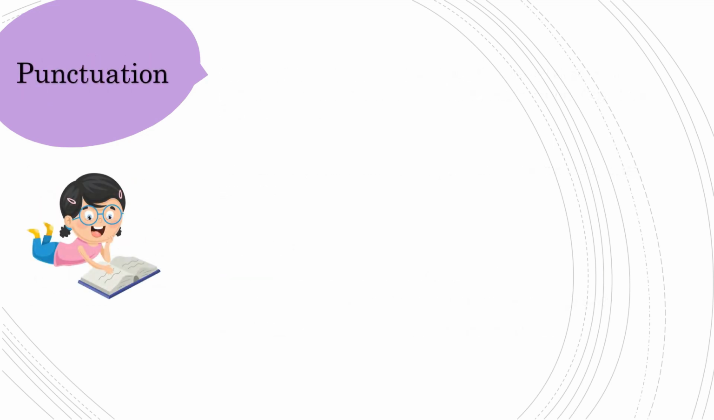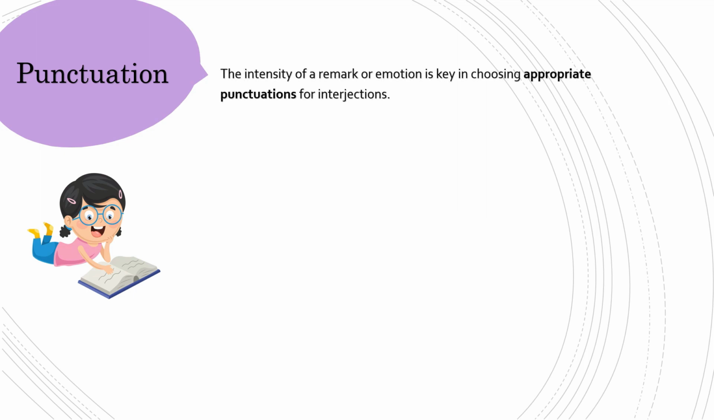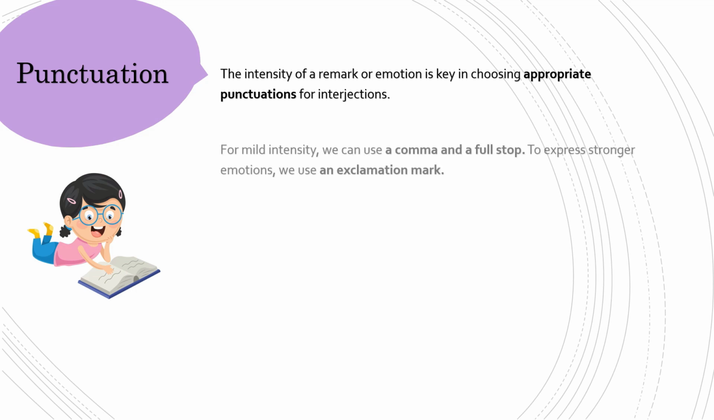Punctuation. The intensity of a remark, or emotion, is key in choosing appropriate punctuation for interjections. For mild intensity, we can use a comma and a full stop. To express stronger emotions, we use an exclamation mark.